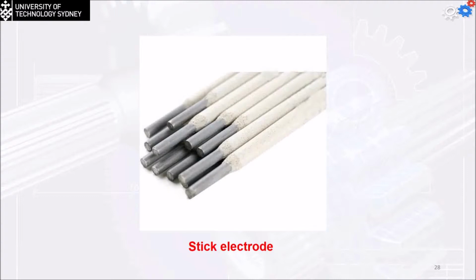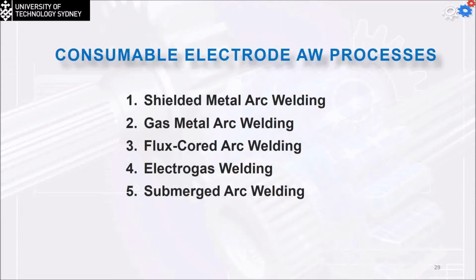The types of consumable electrode arc welding processes are: first, shielded metal arc welding, gas metal arc welding, flux cored arc welding, electrogas welding, and submerged arc welding. So we're going to have a few lines about each process. The first one is shielded metal arc welding.